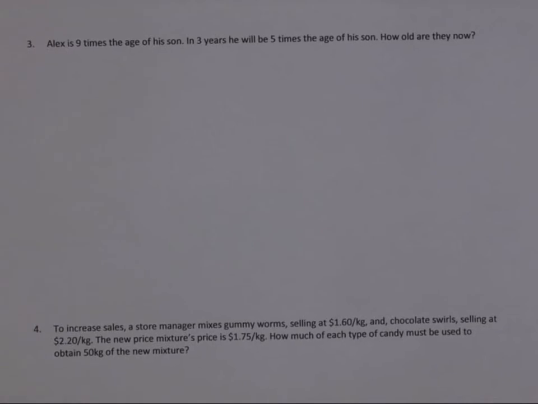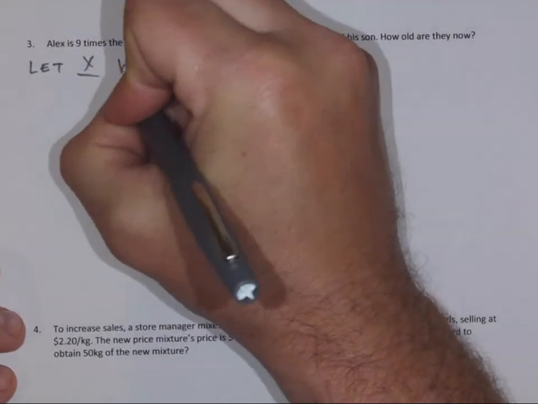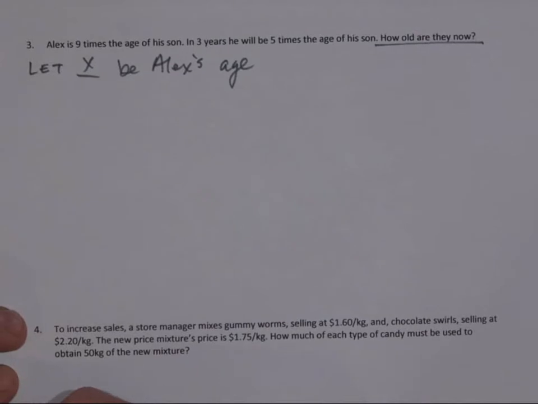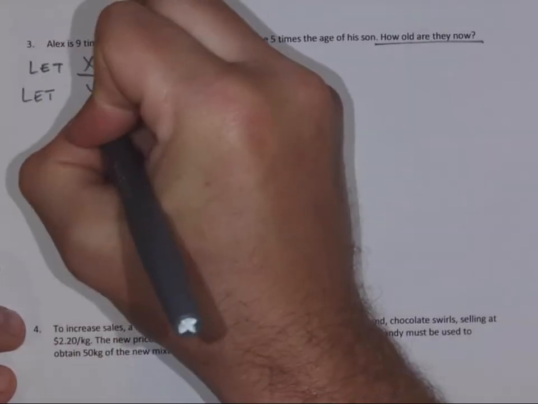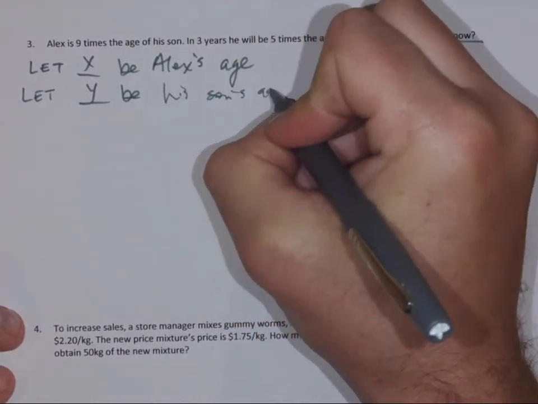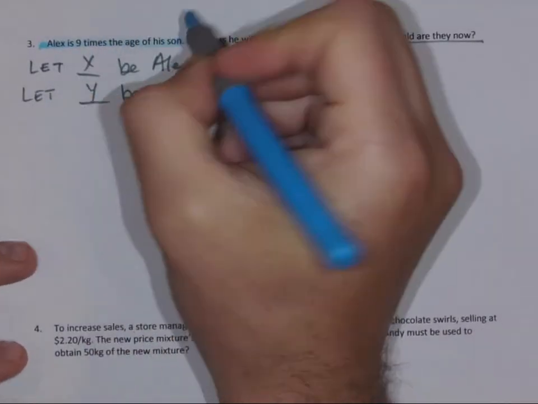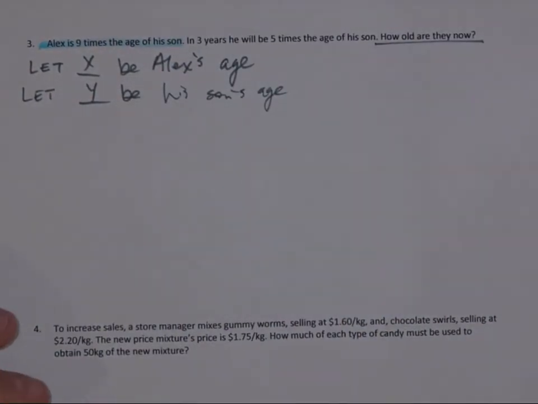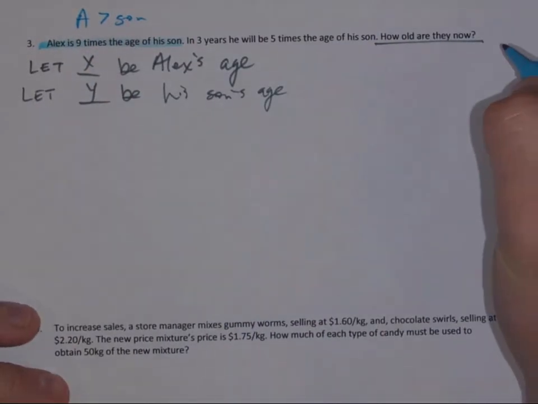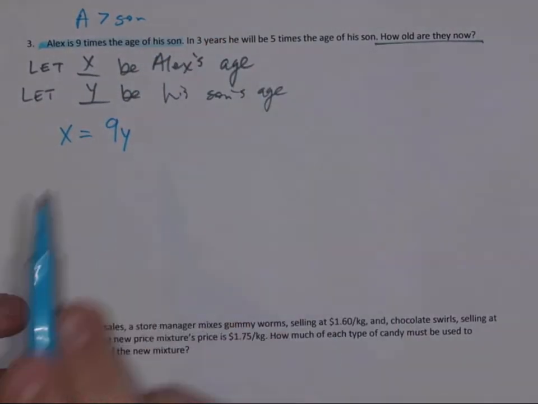So let statements. Let X be Alex's age right now. Let Y be his son's age. And again, that's right now. So if we look right now, Alex is 9 times the age of his son. So again, Alex is older than his son. That means that Alex is going to be equal to 9 times the age of his son.